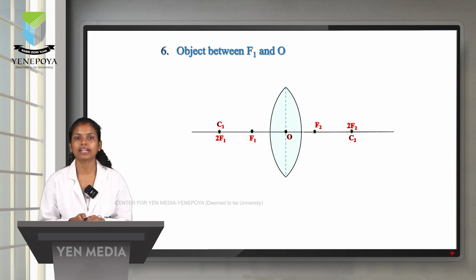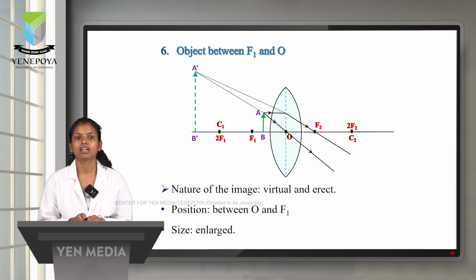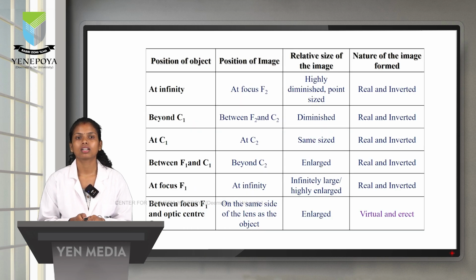Object between F1 and O. When the object is placed between the focus and the optical center of the lens, the characteristic rays coming from the object go parallel after refraction, but when extended they appear to come from a point where a virtual and erect image of the object is formed, and this image is highly enlarged as compared to the object. This kind of configuration is used in magnifying glasses. The same has been summarized in the table.